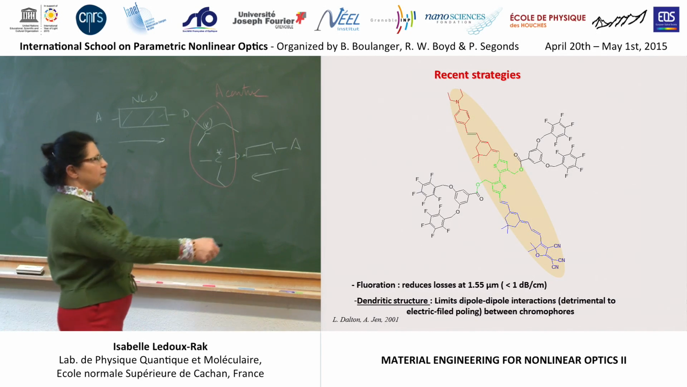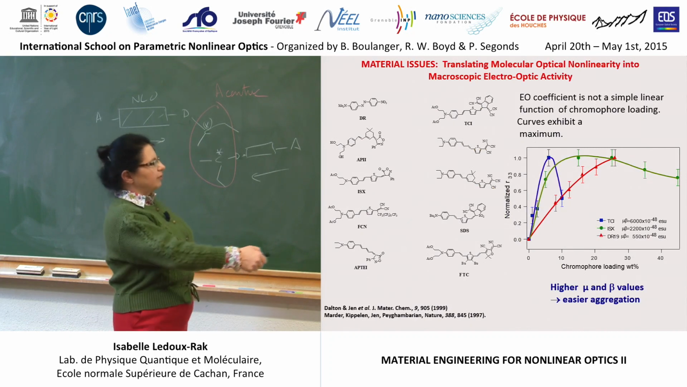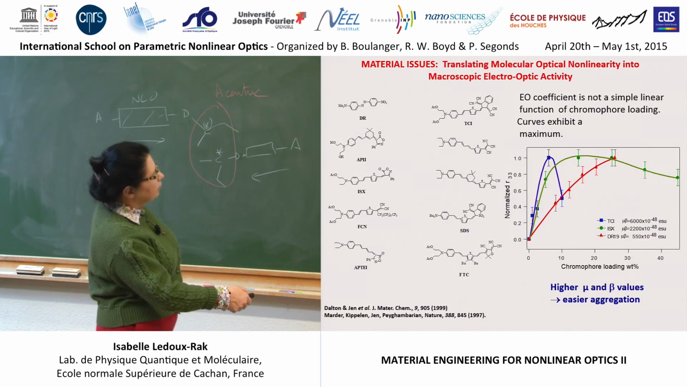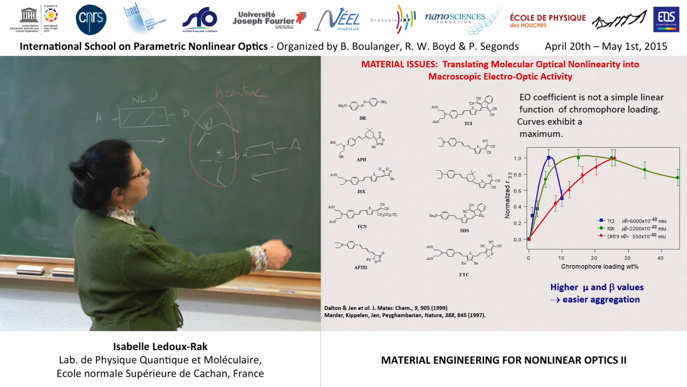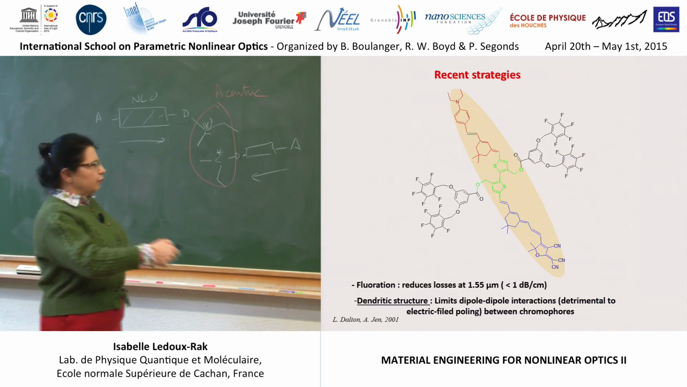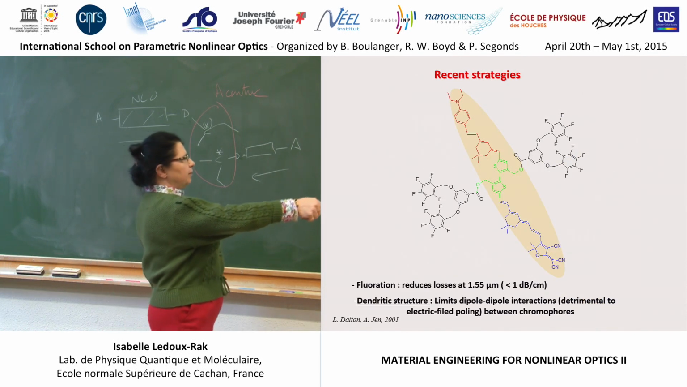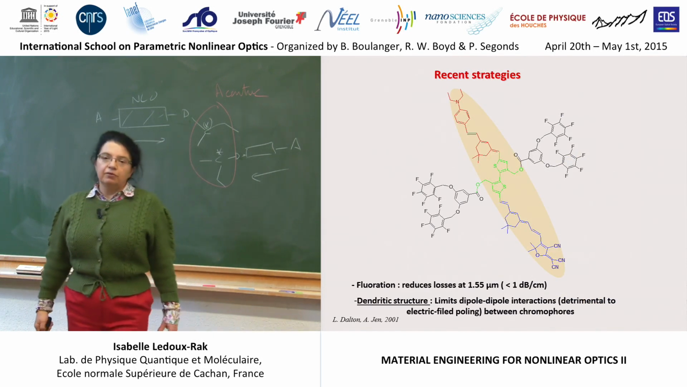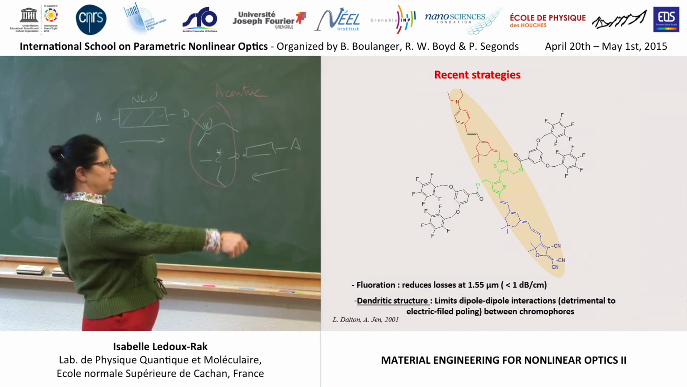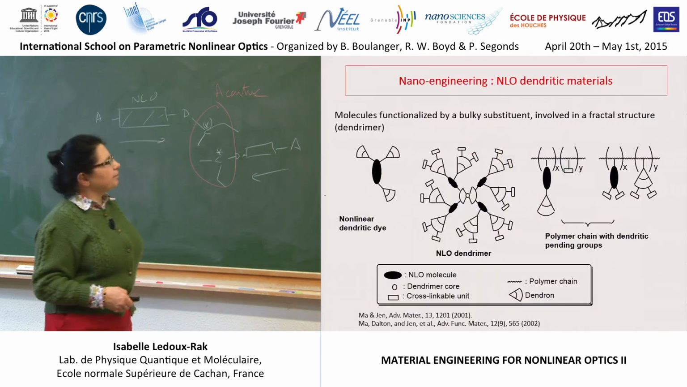But if you don't put such bulky groups, you have seen previously that you have this problem with the maximum here. That's this one, for example. Another point, as additional information: people have also replaced hydrogen by fluorine atoms. This is a way to increase the transparency in the infrared. But the dendritic structure here limits dipole-dipole interactions between chromophores.